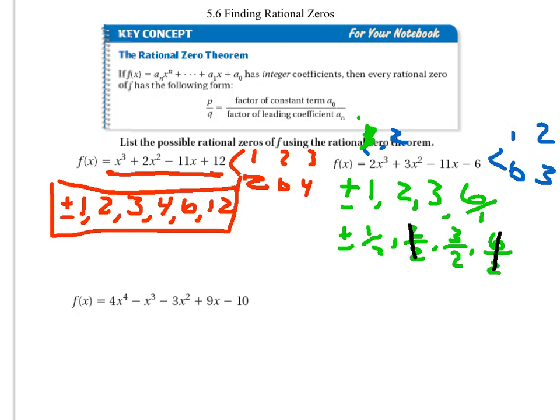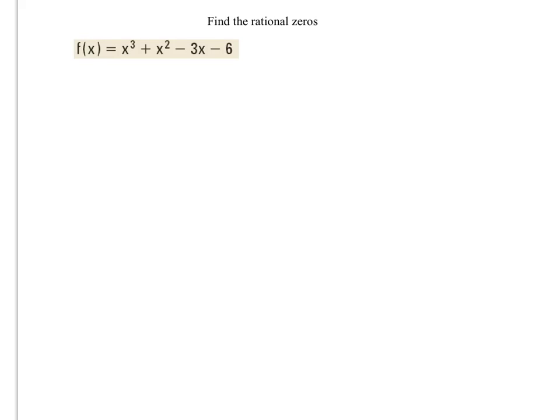So this next one, what I'd like you to do is try and figure out the possible zeros for it. Now we're going to practice actually finding the zeros here, and that's what it says. Find the rational zeros. What are our rational zeros in this?